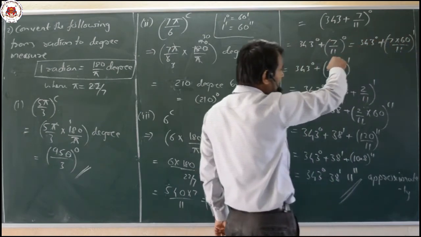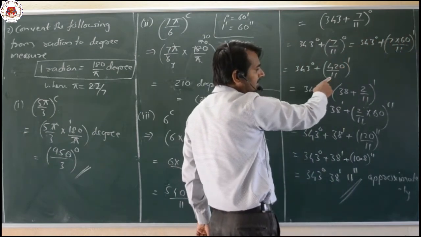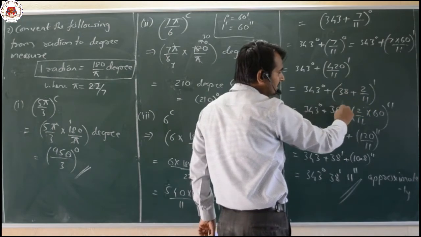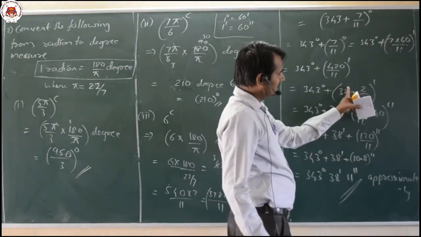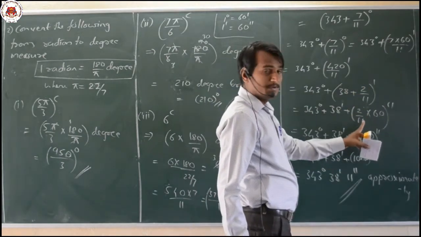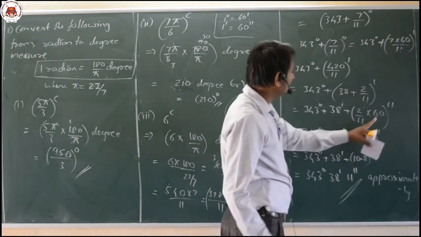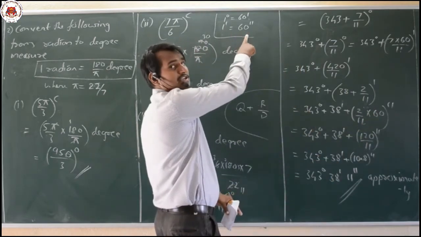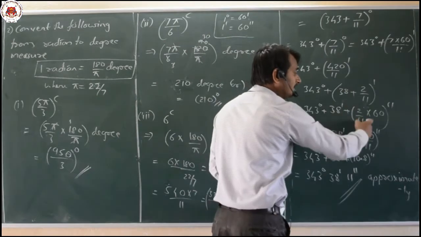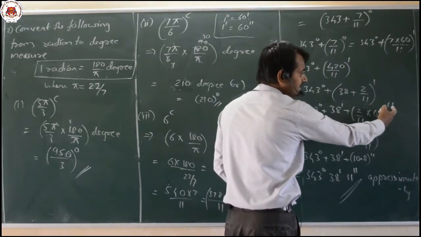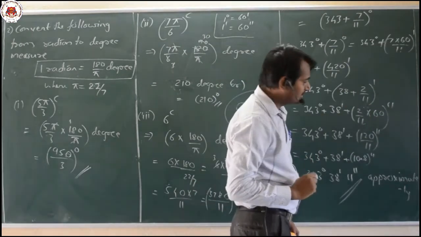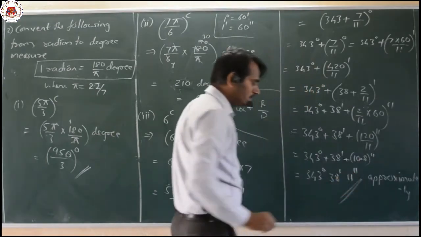In the same manner, here I am dividing by 11, quotient plus remainder by divisor. That is nothing but 38 minutes and 12 by 11 minutes, which we multiply by 60, because 1 minute is equal to 60 seconds. So 2 by 11 minute multiplied by 60 gives us the value in terms of seconds. Then similarly you can solve the following.